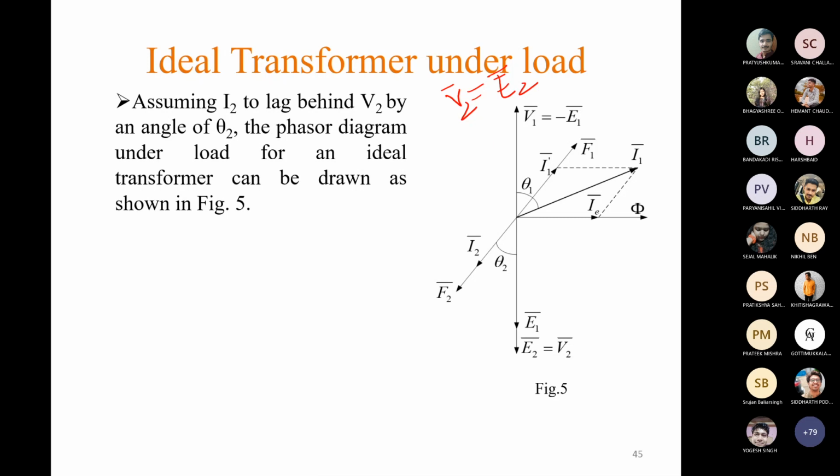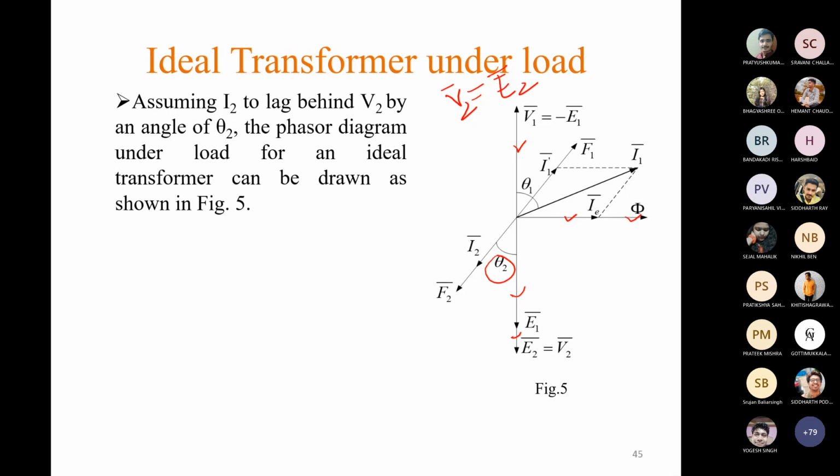So let us consider that this I2 lags the secondary voltage V2 by an angle of theta 2, this angle. So from the phasor diagram of the ideal transformer under no load condition, we already have this phasor phi, IE, E1, E2, and V1 equals minus E1.